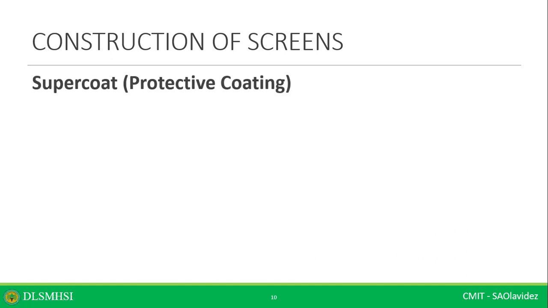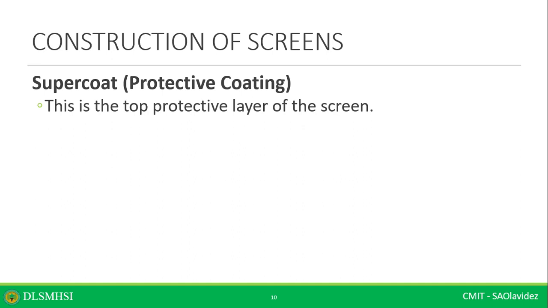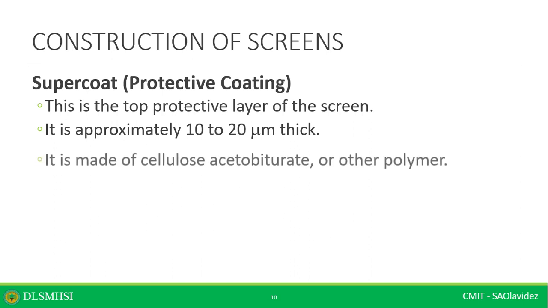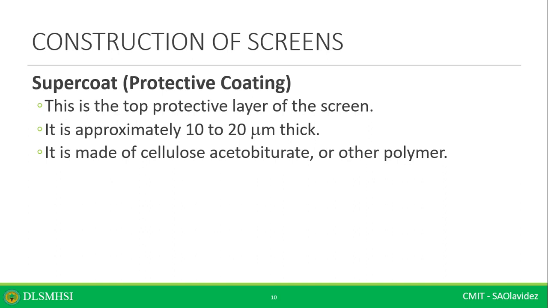The layer that is closest to the film is the supercoat. It is the protective layer of the intensifying screen. According to Bushong, the usual thickness is about 10 to 20 microns thick, but some other books say that it is much thinner at 8 microns thick. It is made of cellulose acetobutyrate or other polymer.